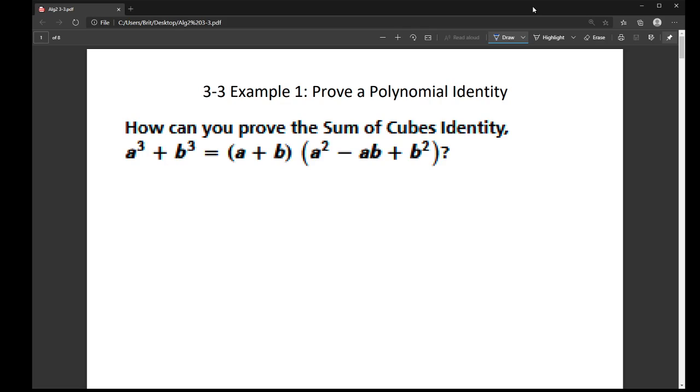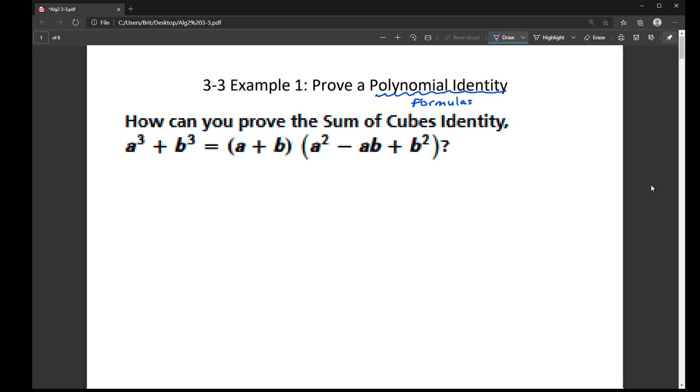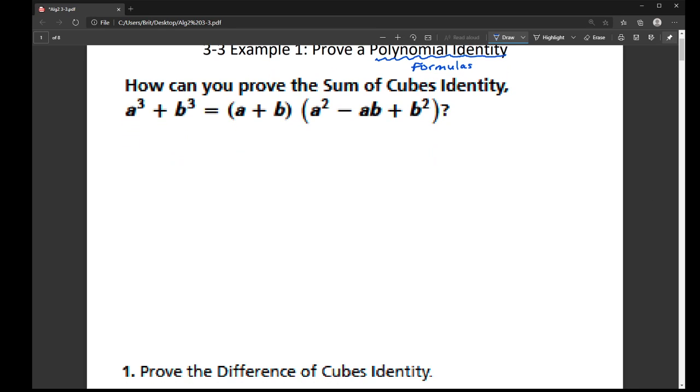In this video, I'm covering example 1 from section 3-3 in the SavvasRealize Algebra 2 textbook. So this example is looking at proving what are called polynomial identities. I think that's kind of strange wording. Those just mean formulas, right, y'all? So we are proving a couple of the formulas and that they work, all right?